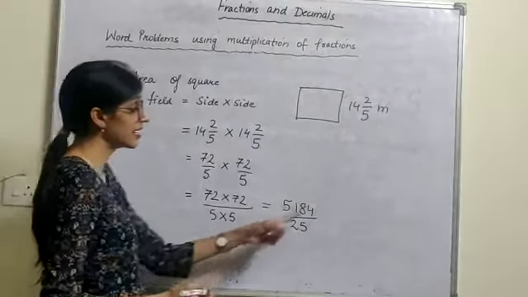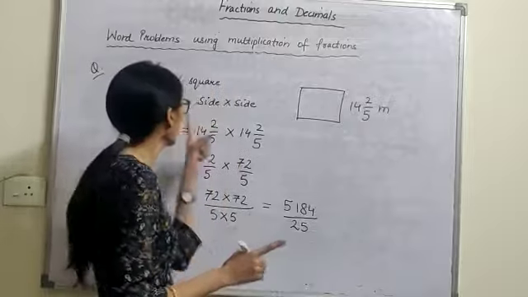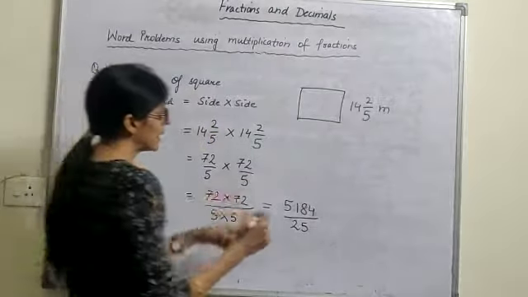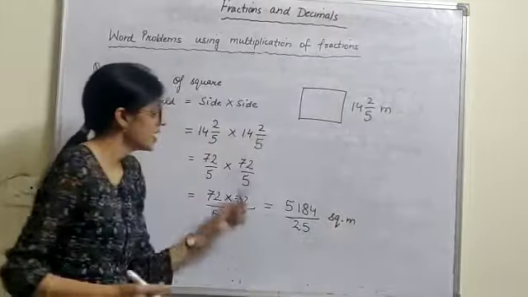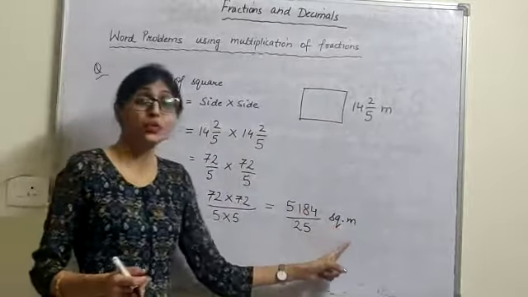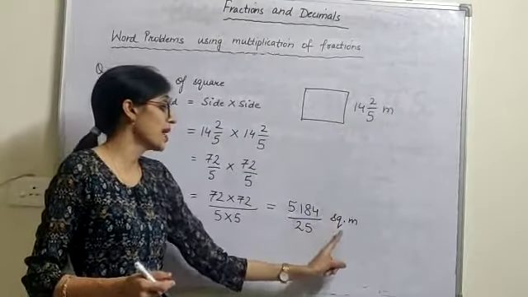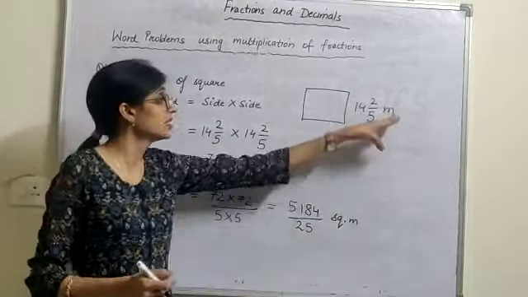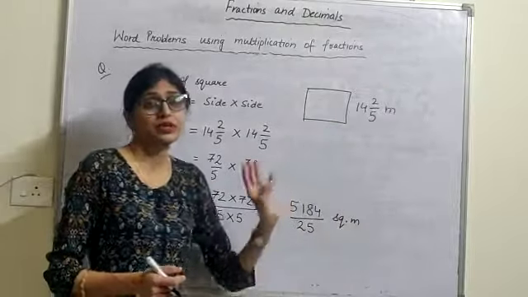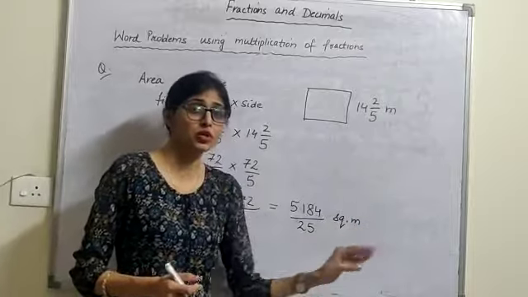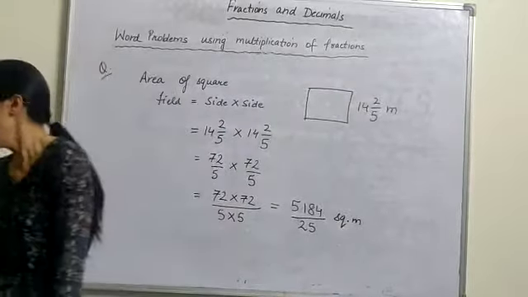And one thing again you have to remember that while doing the question, in the end you have to apply the units. Area is calculated in square units and here it is given in meters, so square meters. If it is given in kilometers or centimeters, you can put square kilometers or square centimeters. Unit is very important. So let's come to the other question.